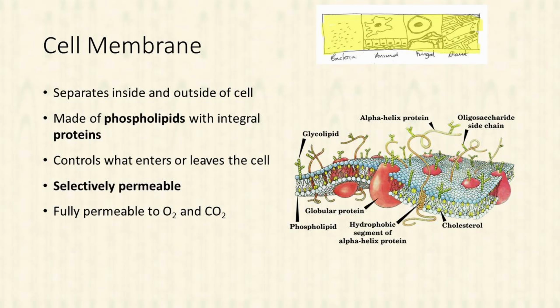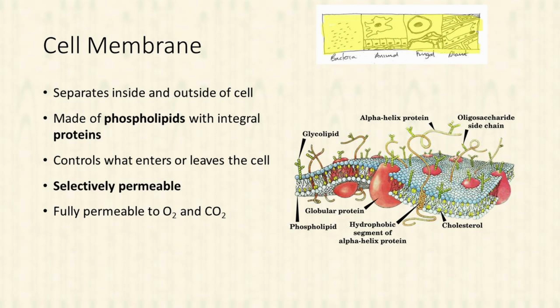All cells have a cell membrane. The cell membrane is a very thin structure made of molecules called phospholipids. It separates the inside of the cell from the outside of the cell so that conditions inside the cell can be optimized, or made perfect, for all the chemical reactions the cell needs for survival.